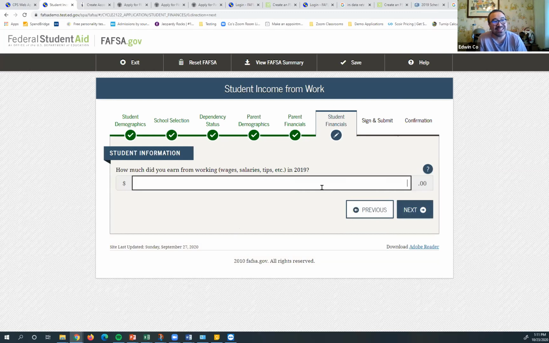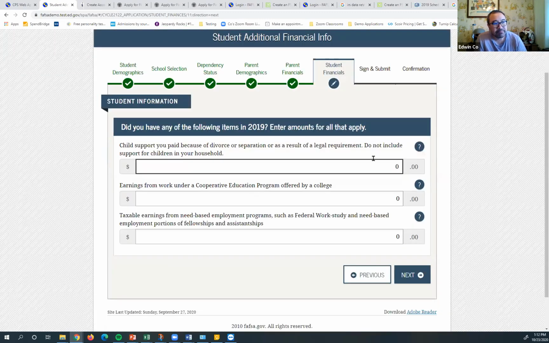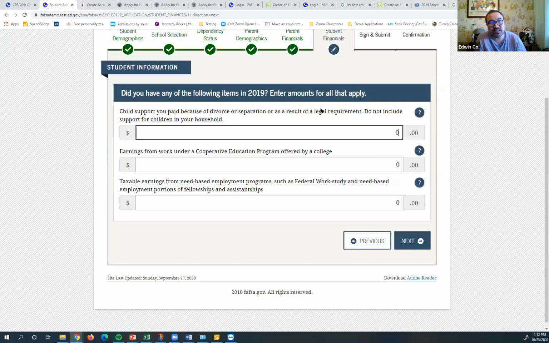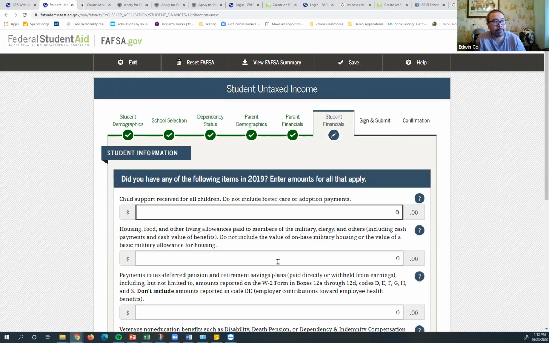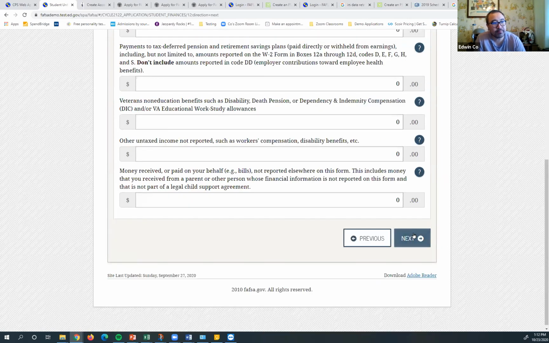How much did you earn in 2019? For the most part, it's going to be 0. If you had a little bit of money, like less than $1,000, I wouldn't mention it, just put 0, because essentially that money's spent by now. All these are going to be 0 for the student because you don't pay child support or any of that stuff. This is usually for adult students. Same thing for this area. They've already asked about whether you receive child support as a family, so don't mention that here. It'll be 0 all the way through.